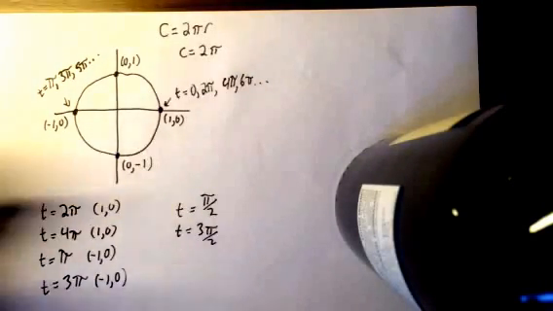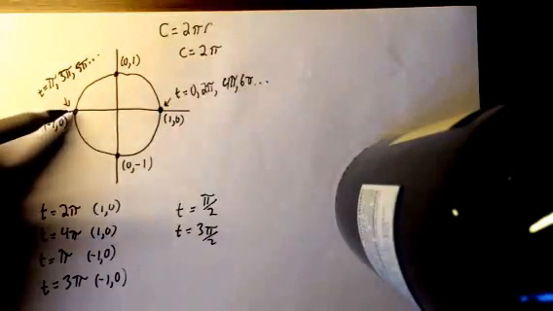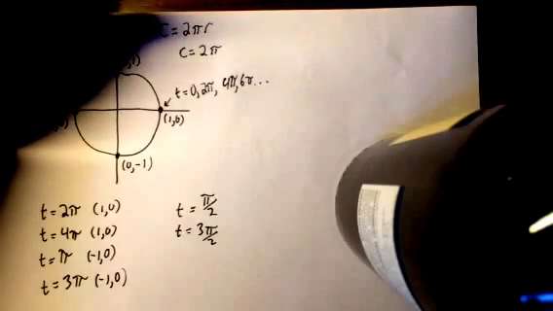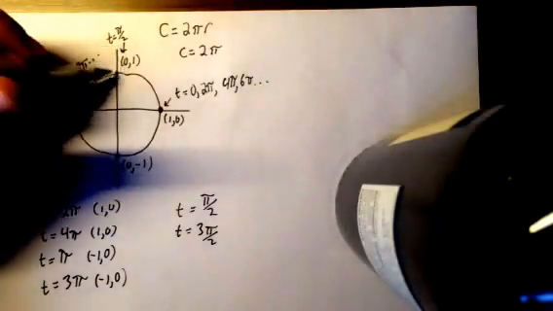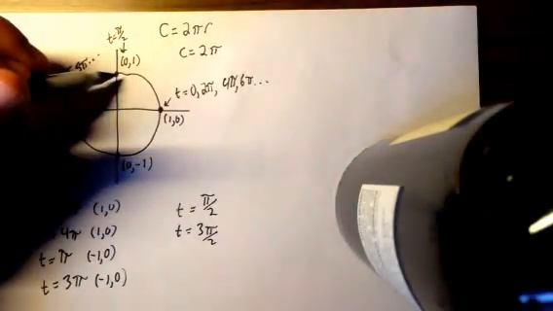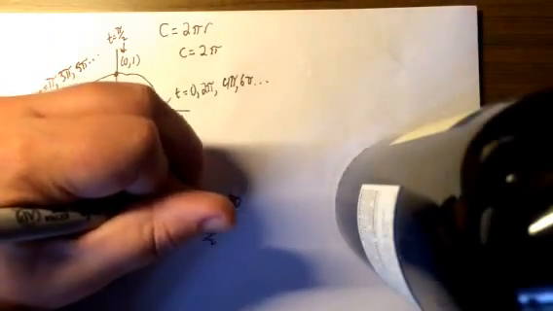Okay, pi over 2 then. If this is 0 and this is pi, pi over 2 should be half of that. So pi over 2 should be here. So t equals pi over 2. I could go around again and get pi over 2 plus 2 pi, pi over 2 plus 2 pi again. So I would just get the point 0, 1.